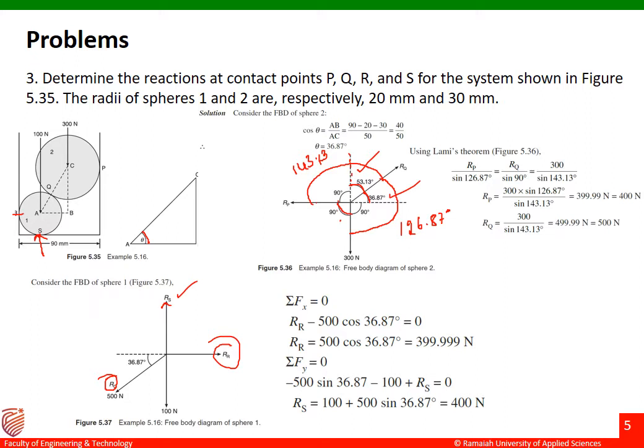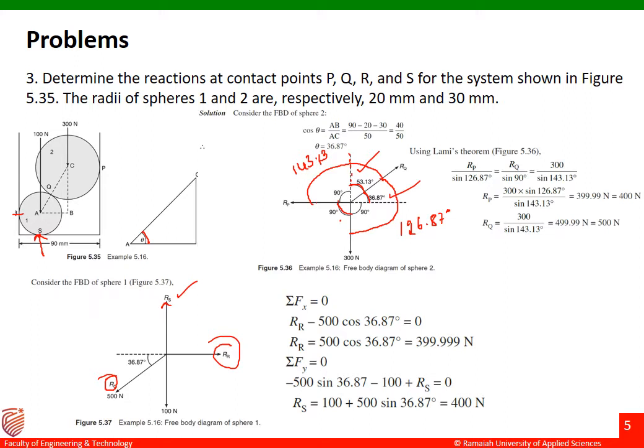Let us apply the first equilibrium equation, summation Fx equal to 0. We have to consider only the horizontal components. Let us see which are the horizontal components. RR and RQ are the horizontal components. RR is acting towards the right side, that is plus RR minus 500 cos 36.87. Once you simplify this, you are going to get the answer for RR as 400 Newton.